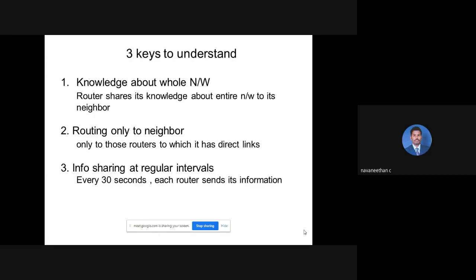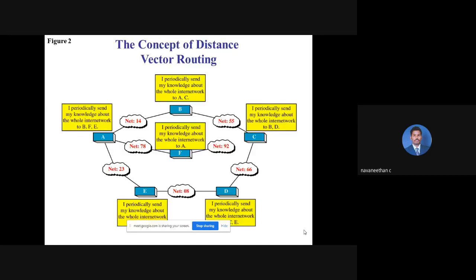Initially, I think you might have studied all these things. I will focus only on the important points. Three keys to be understood: knowledge about the whole network, knowledge only of the neighbor, and information sharing. For every 30 seconds, the information has to be updated. Just keep that in mind. So this is a simple example.